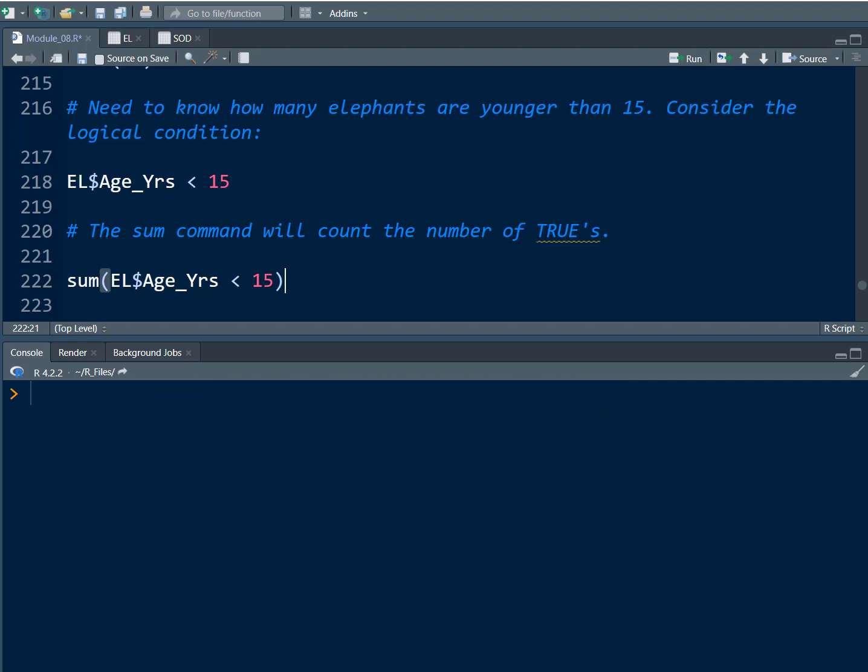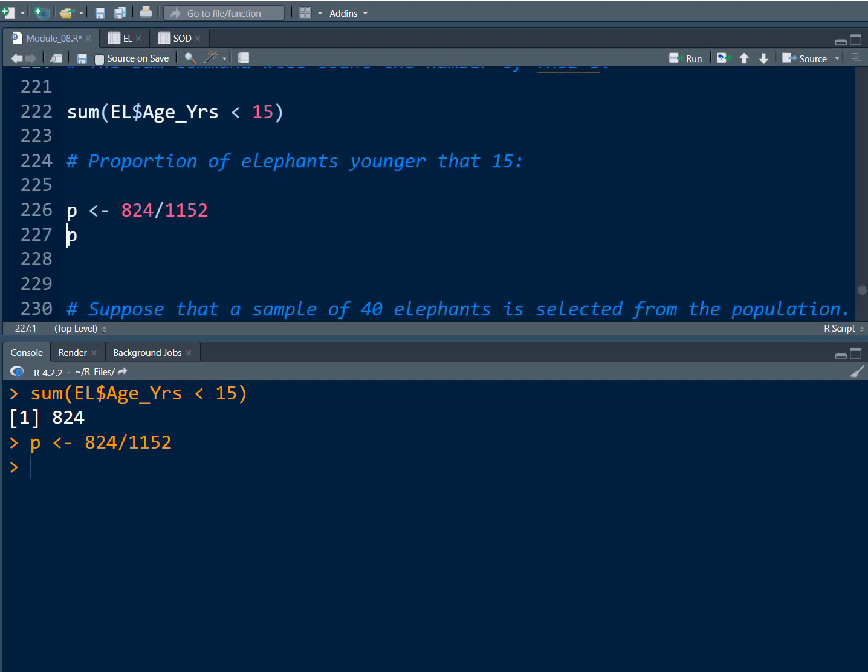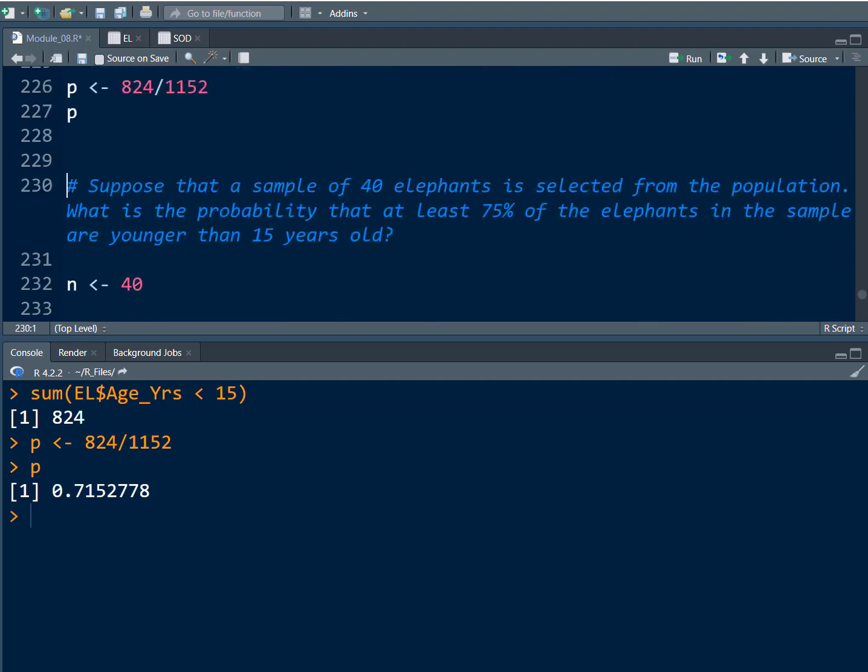So I can find the number of elephants in my data array that are younger than 15 using the following command. We find that there are 824 elephants in the population that are younger than 15. Since there are 1,152 elephants altogether, the population proportion of elephants younger than 15 is 824 over 1,152, which is 0.7153. We'll define this as p, the population proportion.